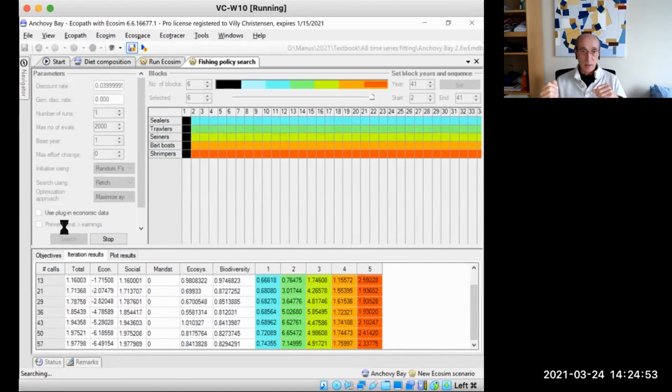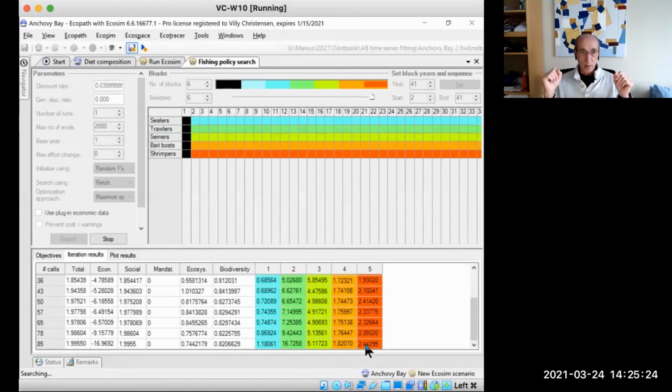We are getting bigger landings, so we're fishing much harder with trawlers, much harder with seiners. Interestingly, our bait boats don't seem to be moving up that fast, but also harder with the shrimpers. And that has to do with a bit of value, quite a bit of value there. So even though the catches are not that big, they still have value. They translate into jobs.